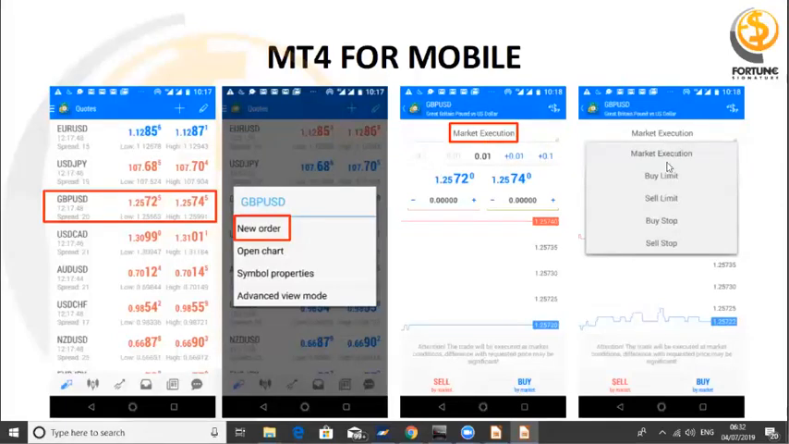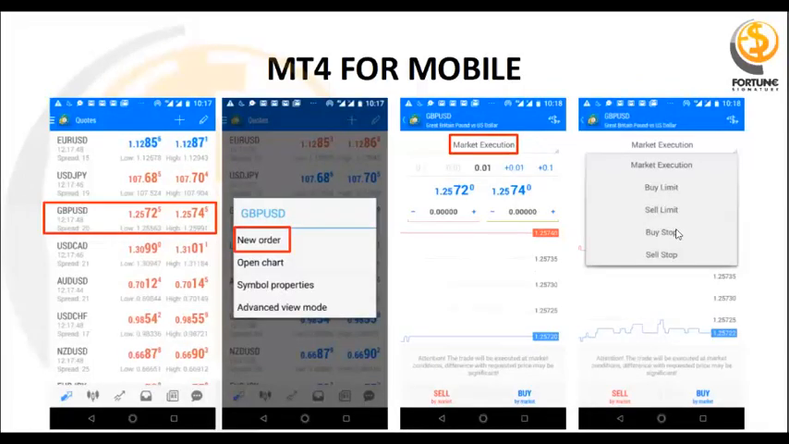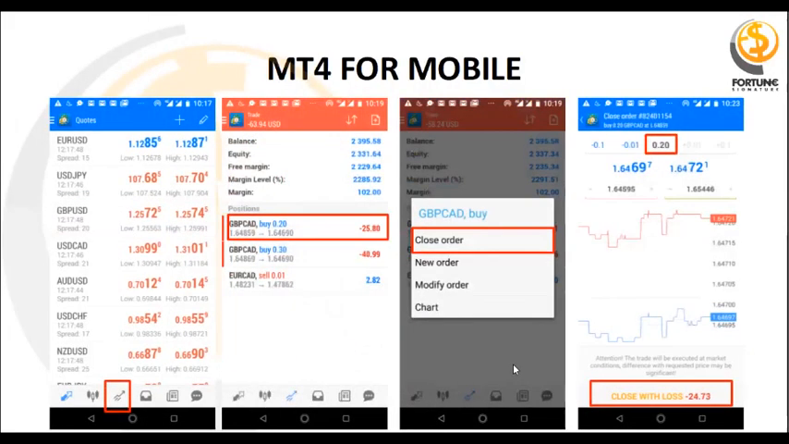What happens is that it brings out other kinds of orders. There's market execution, there's buy limit, sell limit, buy stop, sell stop. Now, this is quite different for those who use the Apple environment in terms of how it calls it, but this is for Windows. If you're going by market execution, you leave it to market execution, and then you click on sell down here, or you click on buy, and you're very much in the market. That's the way it works. Just like that, that's how you place your trades on MT4.